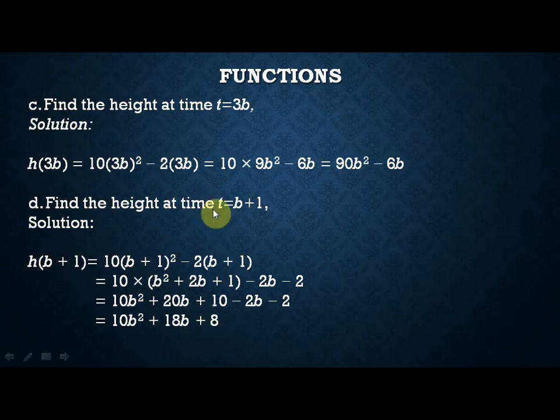This is the simple evaluation of a function using different values. Whatever the values in the question, you just put the value in the function. Whatever the variable is, in this question the variable is t and the function is h. So you just replace the values of t, whether t equals 3b, or t equals b plus 1, or t equals 4, whatever the value of the variable is. You just put it in the given function.